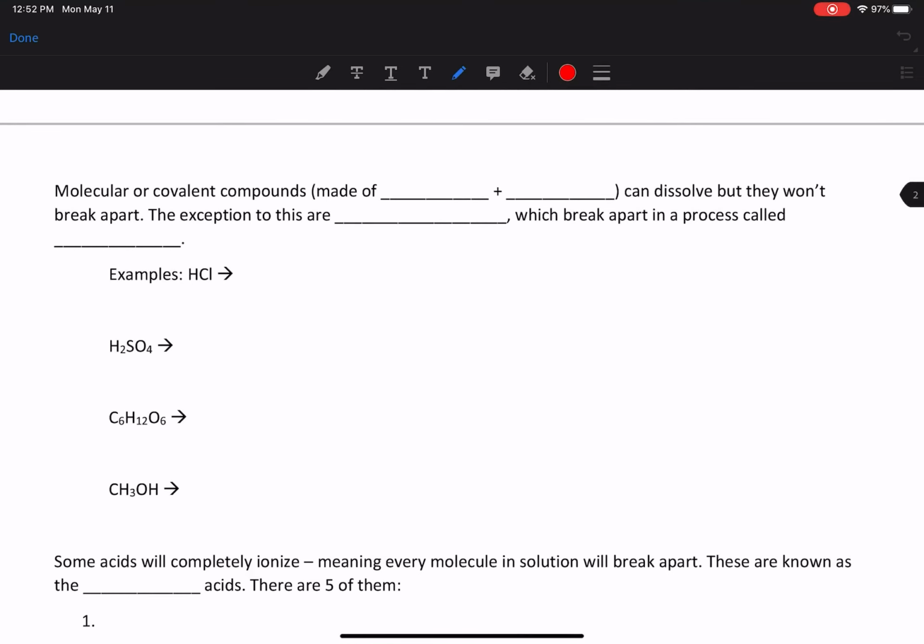Okay, now let's talk about acids. So molecular or covalent compounds, remember these are a nonmetal plus a nonmetal, can dissolve, but they won't break apart. Now the exceptions to this are your Arrhenius acids, which break apart in a process called ionization. So similar to dissociation, except ionization is when molecular or covalent compounds will break apart. Now, typically covalent compounds don't break apart when they dissolve, but again, the exception to that are acids.